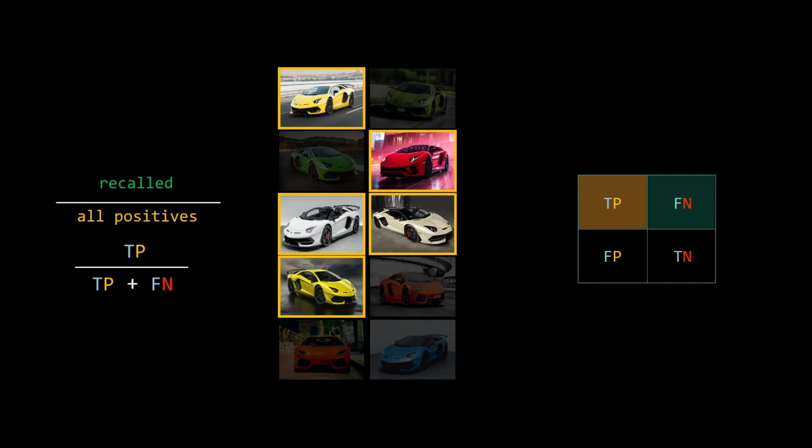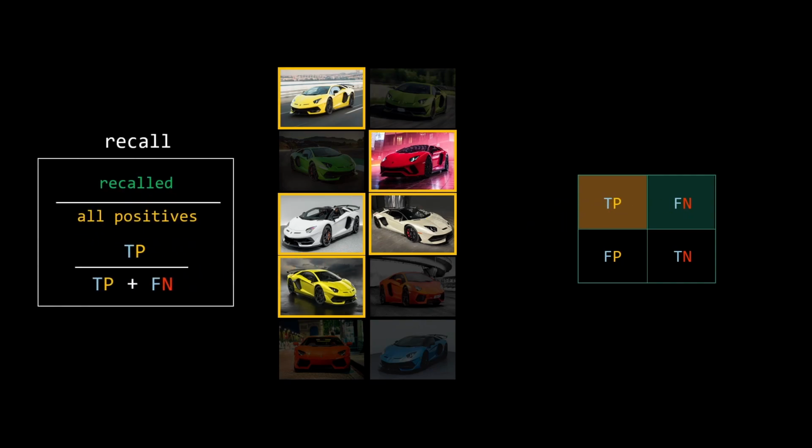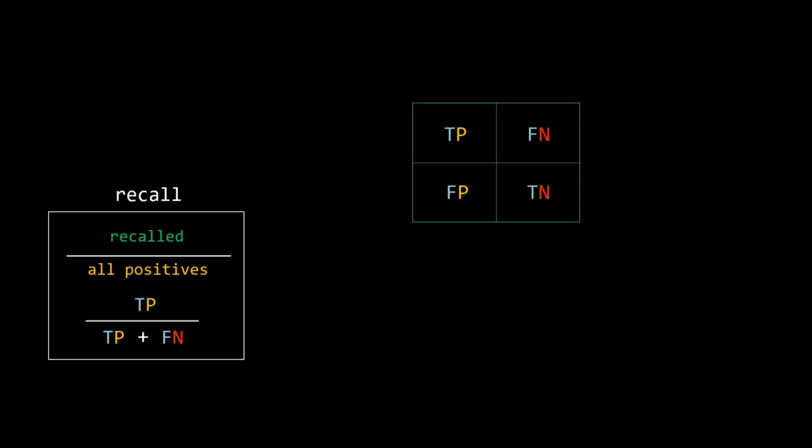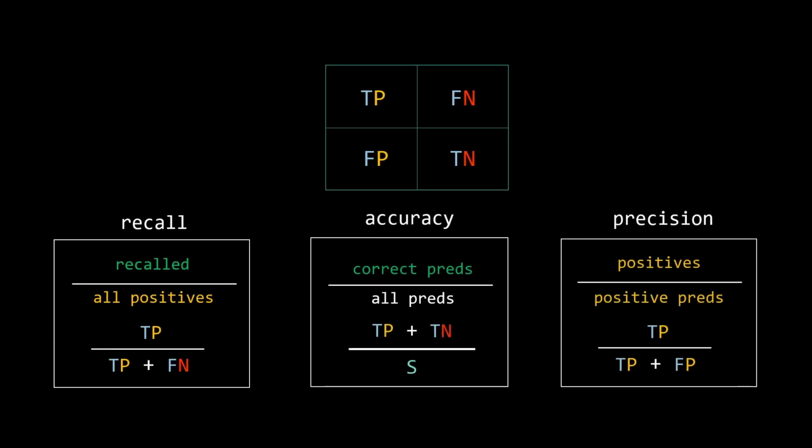In terms of the table, we say that the denominator is TP, the true positives, plus the false negatives. Remember, this row is all the positives, the actual Lambos. So we have all the actual Lambos, the denominator. And then the numerator is just true positive. How many of those we recalled? Putting this together into an equation, we have the following. And this is what's known as recall. So now we have three parameters: recall, accuracy, and precision.